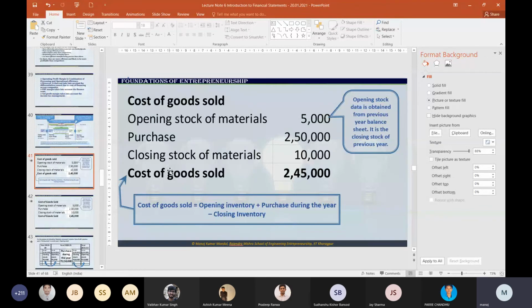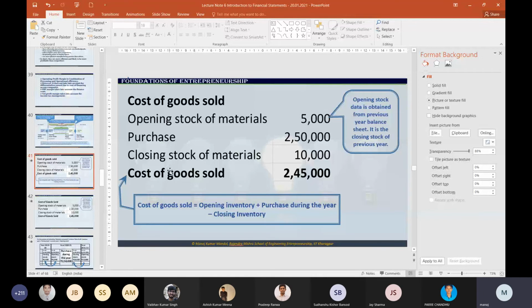But then you don't buy 100 pens to sell 100 pens. You actually buy many pens. Then over the years, you keep on selling. At the end of the year, you see how many pens you bought and how many pens are remaining unsold. You deduct that to find how many pens you sold. Then you estimate the cost of that. You deduct that from total sales to get gross profit.